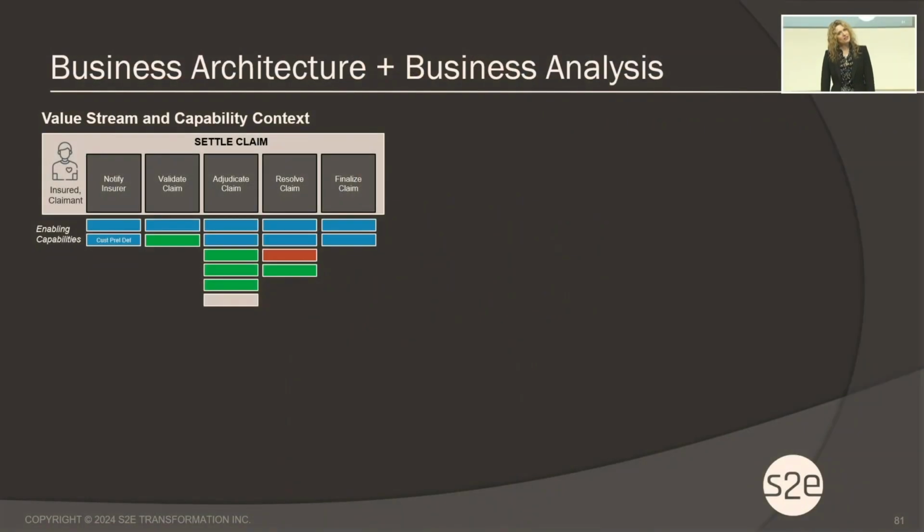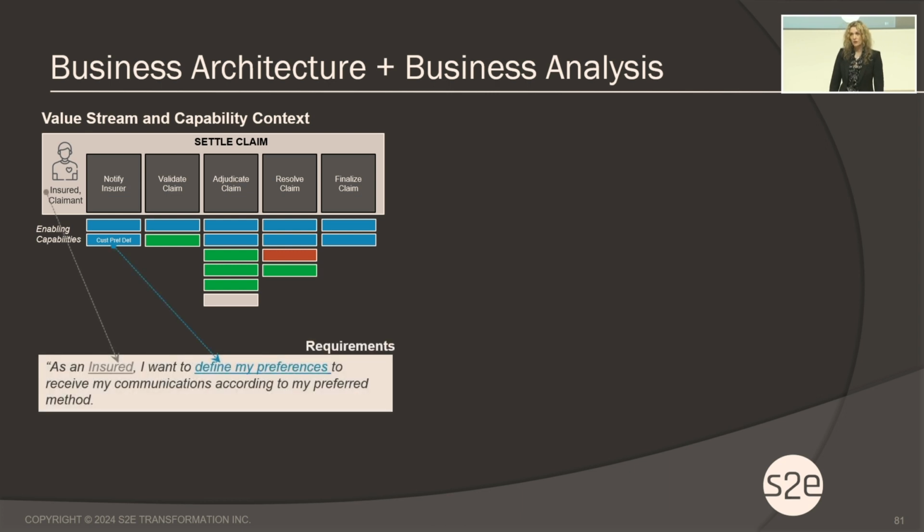Business architecture and business analysis. Just a tie here I wanted to make for you. So if we think back to, there it is again, that value stream and capability context. And if we know that we're making a change within this settle claim value stream and certain capabilities are going to have change, we can also use this as a starting point to define requirements.